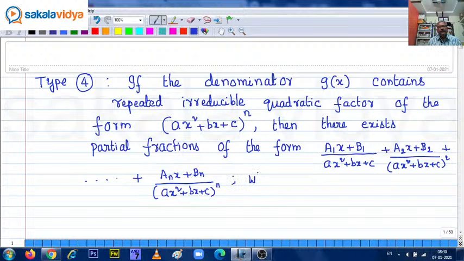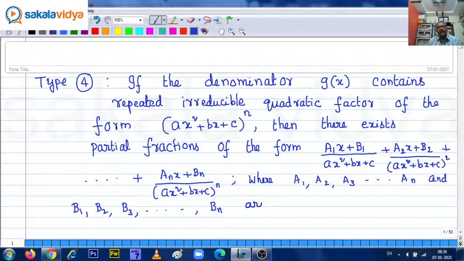Where a1, a2, a3 and so on an and b1, b2, b3 and so on bn are constants. So they need to be evaluated so as to get the required partial fractions. So this is the type 4. With type 4, the concepts of partial fractions are almost completed, but one more special type is there that we will discuss after completion of this one.